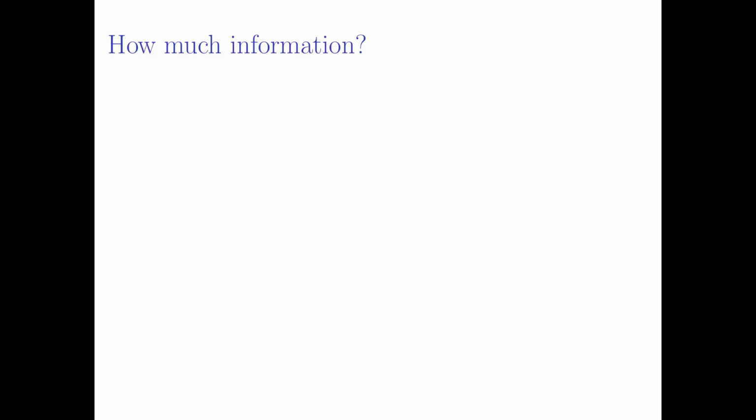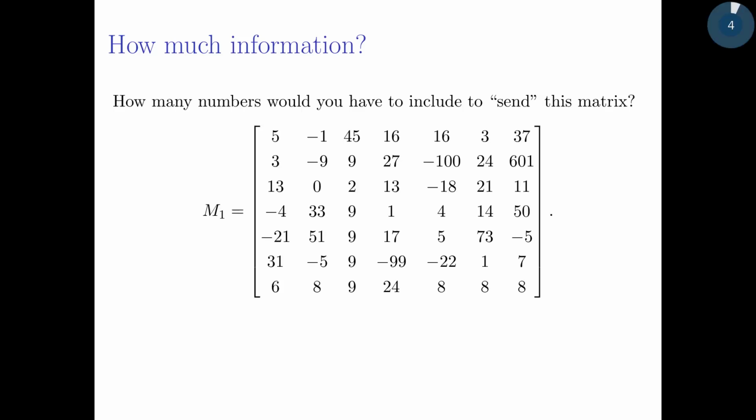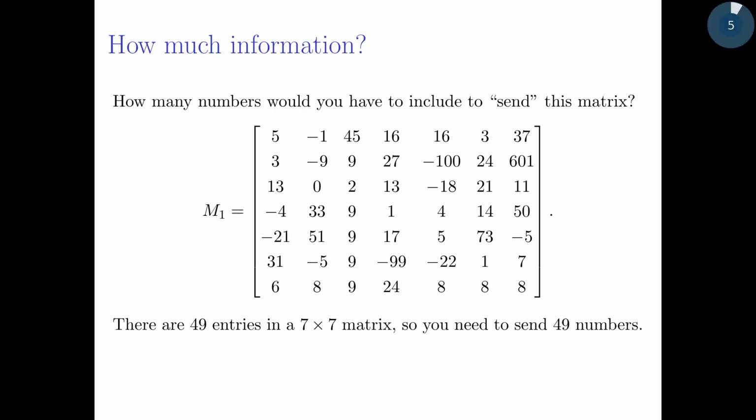Okay? Now, what does this have to do with video compression? Let's talk about the information in a matrix. Here is a matrix, M1, it's 7 by 7. And I want you to kind of fantasize here with me. What if you wanted to send this matrix to a friend? You wanted to send it to him over the internet. How many numbers would you have to include to send it? To do the math, you'll realize you'll have to send him 49 numbers, right? A 7 by 7 matrix has 49 entries. I'm sure you learned that since grade school, okay? So this matrix has 49 pieces of information you'd have to communicate, okay?